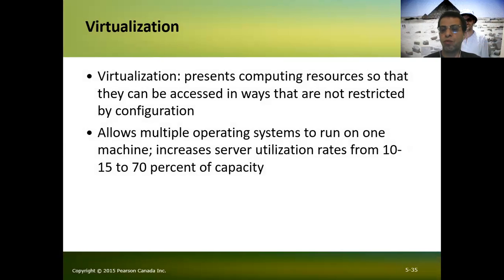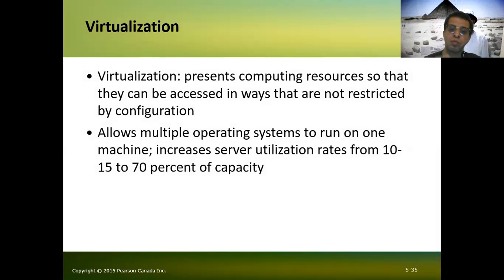What we have, what you call virtualization, which presents computing resources so that they can be accessed in a way that is not restricted by configuration. You notice there are some applications that you need to do some configuration on your laptop in order to use them. And some applications you don't need to do any configuration, or there is no setup that you need to do. This is what you call virtualization.